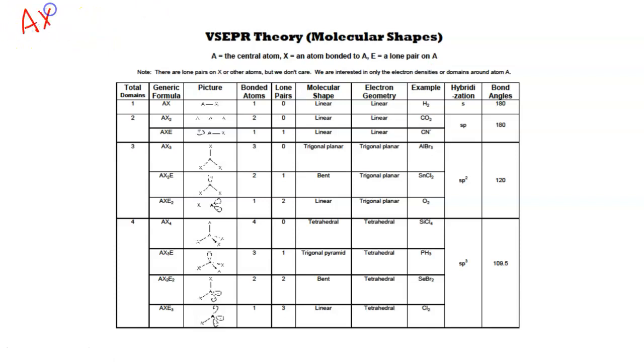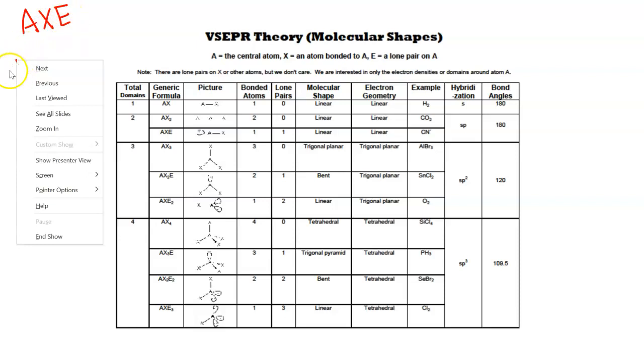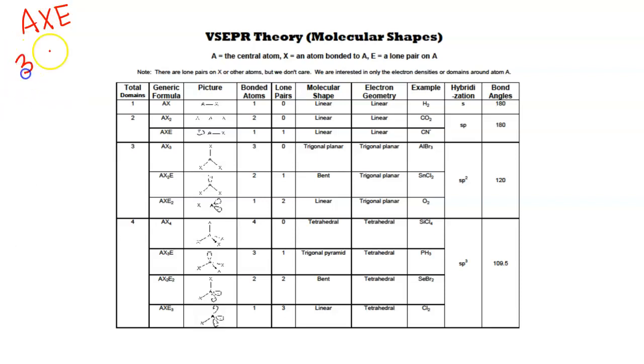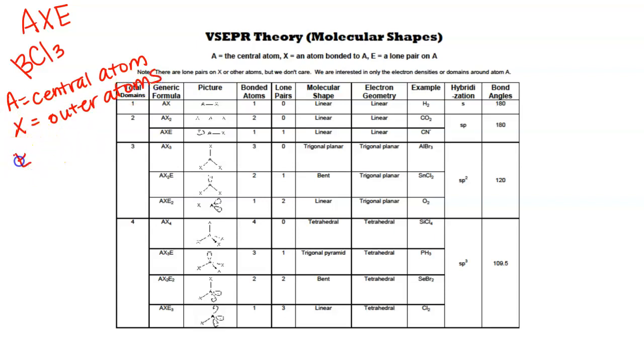We have AXE notation, and I know that we had a boron, there we go. That's what we have coming from our last slide. So what did I say? We have A is your central atom. Your X is going to be your outer atoms. And then your E is going to be your lone pair of electrons.